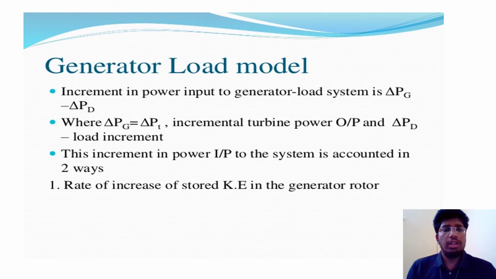Generator load model. Increment in power input to the generator load system is delta Pg minus delta Pd, where delta Pg equals delta Pot, the incremental turbine power output, and delta Pd is the load increment. This increment in power input to the system is accounted for in two ways: rate of increase of stored kinetic energy in the generator rotor.